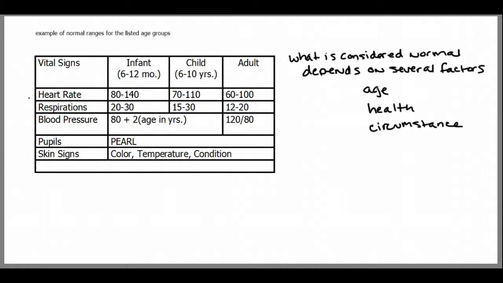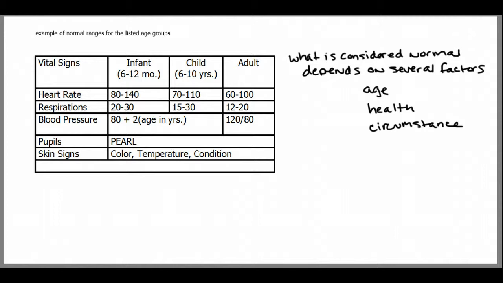So for example, for an infant, a normal heart rate is between 80 to 140 beats per minute. For a child in this age group, a normal heart rate is between 70 to 110 beats per minute. And for an adult, a normal heart rate is between 60 to 100 beats per minute. For an infant in this age group, a normal respiratory rate is between 20 to 30 breaths per minute. For a child, the normal respiratory rate is between 15 to 30 breaths per minute. And for an adult, between 12 to 20 breaths per minute.